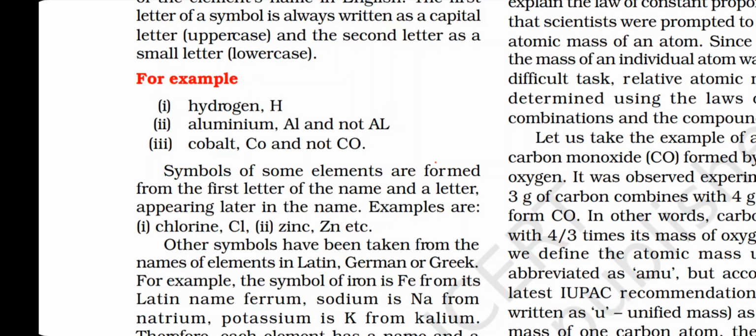Symbols of some elements are formed from the first letter of the name and a letter appearing later in the name. For example, chlorine is Cl, zinc is Zn, etc. Other symbols have been taken from the names of the elements in Latin, German, Greek, etc. For example, the symbol of iron is Fe, from its Latin name ferrum. Sodium is Na from natrium. Potassium is K, that is kalium.